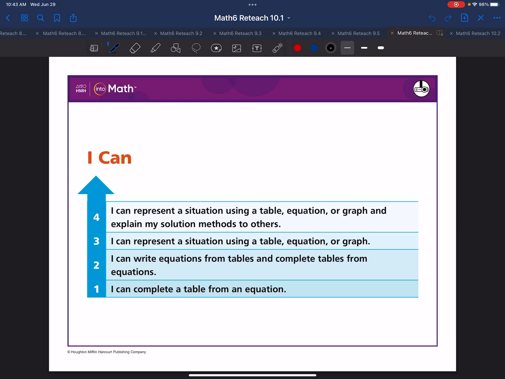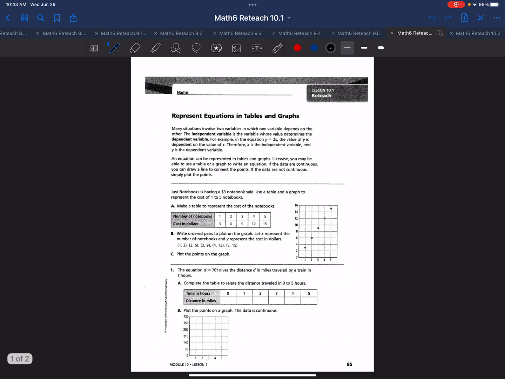Today we will review 6th grade math lesson 10.1. This lesson will cover how to represent equations in tables and graphs. Here's your I can statement. I can represent a situation using a table, equation, or graph and explain my methods to others.